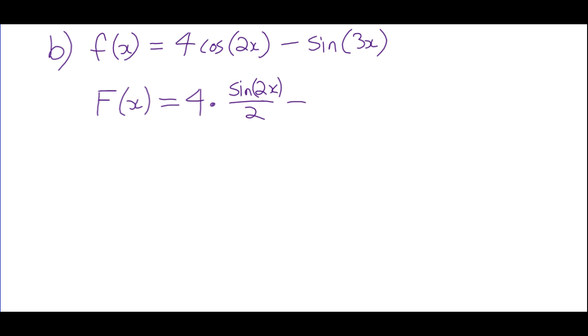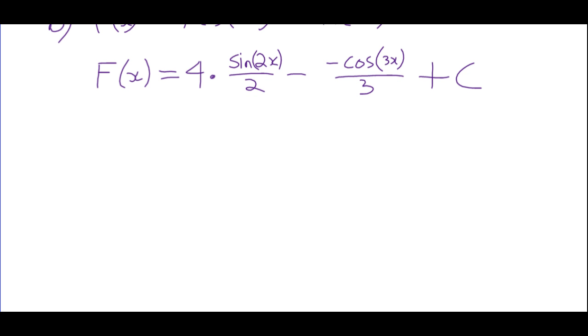Minus 1 times, and what's the antiderivative of sine 3x? Negative cos 3x over 3 and plus c, right? General antiderivatives, right? Which means that there's some arbitrary constant there.